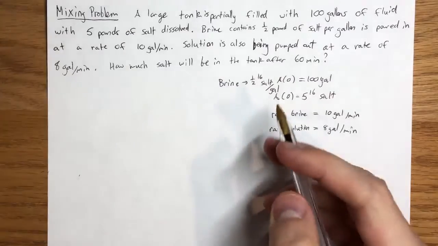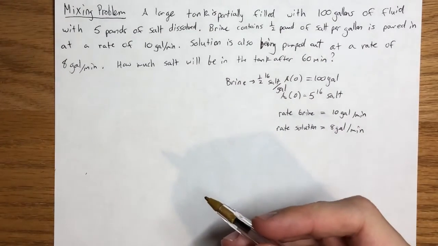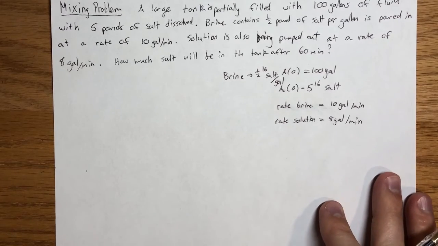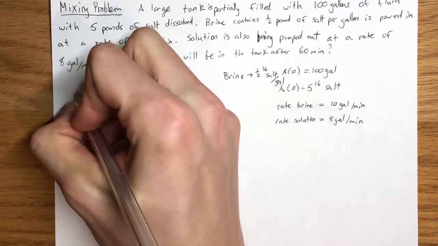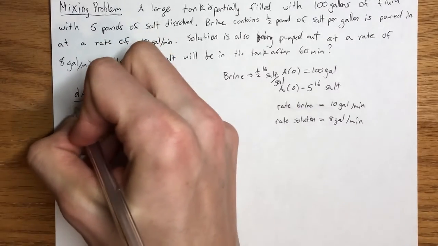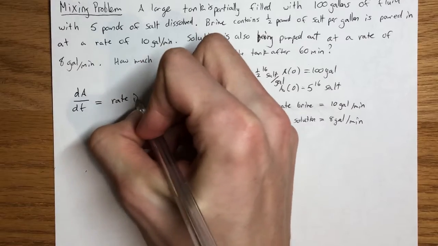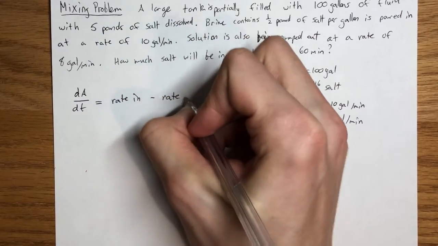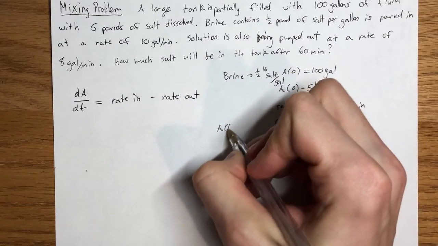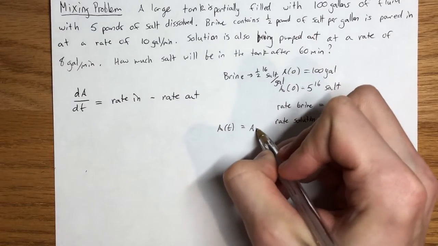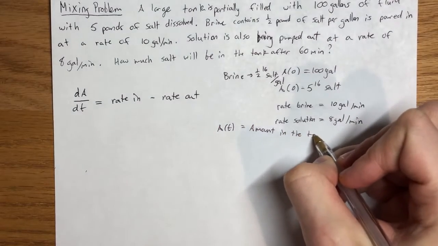Okay, so with some of that known information down, let's get right into how we set up our initial differential equation so that we can solve to find this amount of salt. So basically we have dA over dt will be equal to the rate in minus the rate out, where A of t will be equal to the amount in the tank.